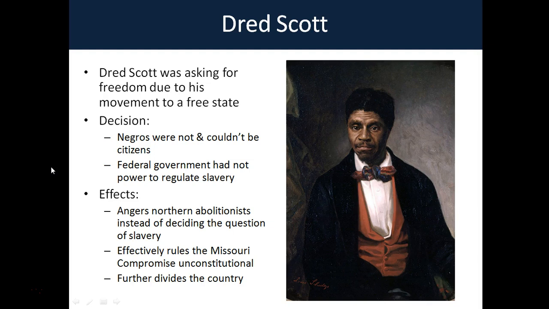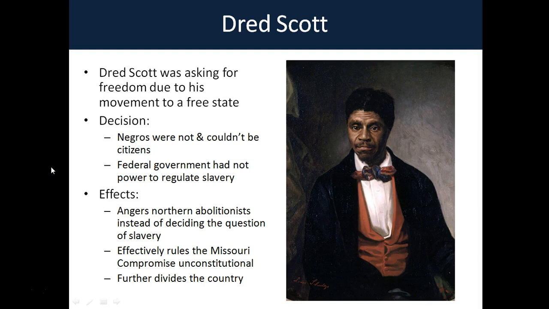Now, the decision was made by a states' rights justice, Roger B. Taney, which you will read a primary source from, or have the choice to. He decided that Negroes were not and could not be citizens based on what was stated in our Constitution, and that the federal government did not have the power to regulate slavery. Okay, sorry for the little typo there. So essentially what happened with this case is it furthered that question of slavery more, put it more in the national forefront because it was a Supreme Court case, and it angered all northern abolitionists and anti-slavery supporters.